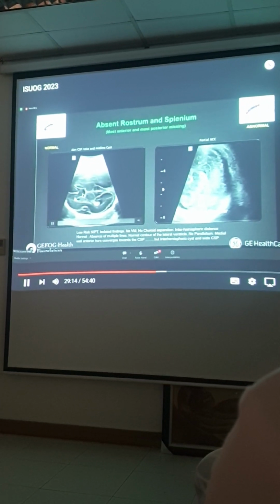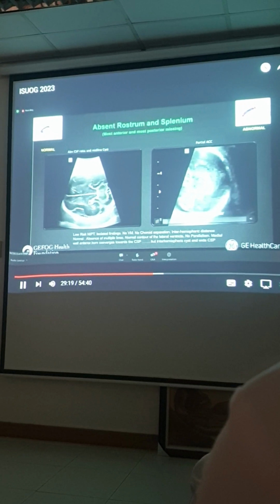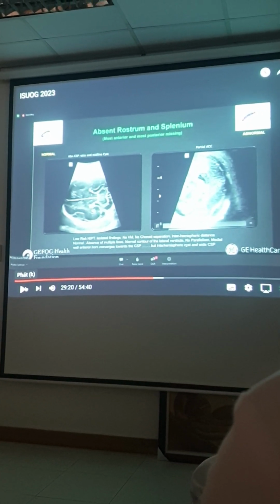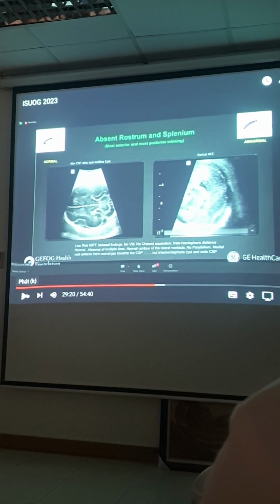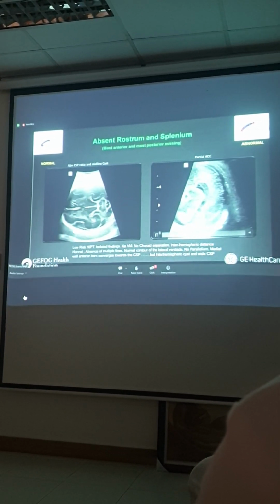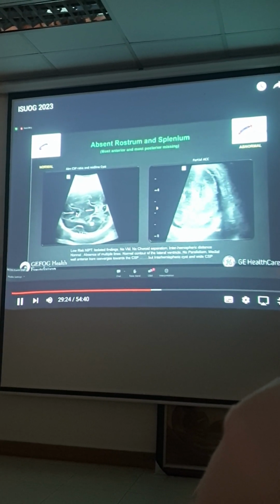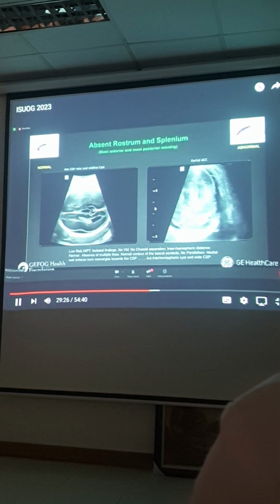The septum morphology is normal. You then go on to sagittal imaging of this fetus, and when you look at it, you can't see the rostrum and you cannot see a splenium. So both the end points, anterior and posterior, are missing in this fetus.